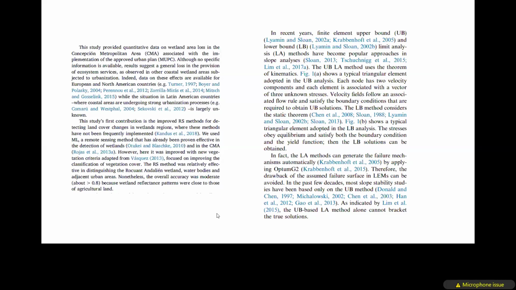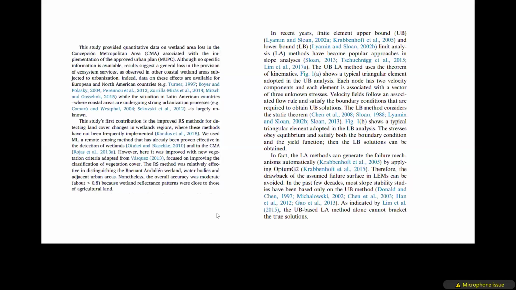Right? This is just a descriptive sentence. Now, these researchers have not stopped there. They have, although no specific information is available, results suggest. Now, can you see the phraseology that I was talking to you before?